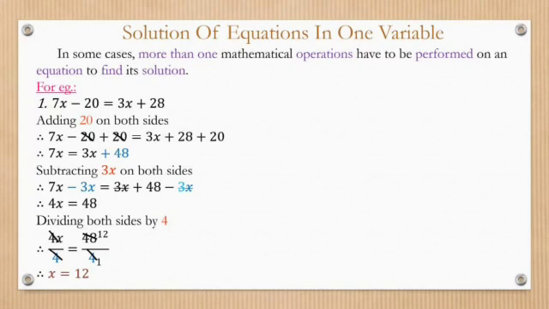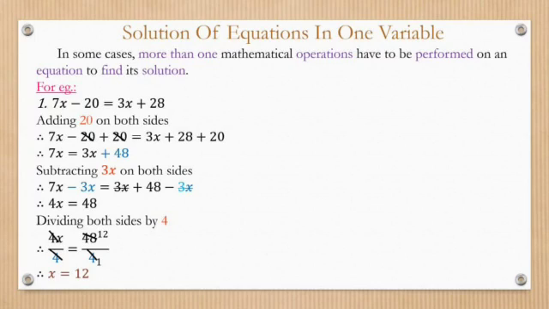So 7x minus 3x is what? 4x. 4x is equal to, now in your right hand side, 3x minus 3x gets cancelled and what is left? 48. Now you have got 4x is equal to 48. Now you are going to find out the value of x, right? So it is 4x. 4x means multiplication, 4 into x.